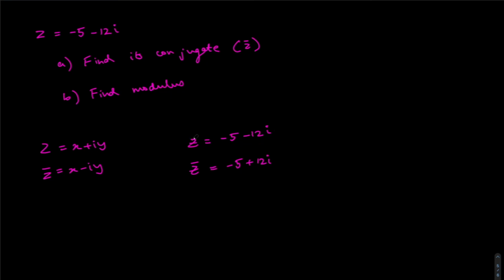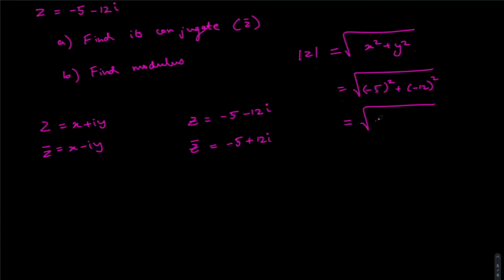Now we have to find the modulus. Remember, if you find the modulus of z or z bar, it doesn't matter. We're going to get the same value. Modulus is the positive distance from the origin, whether it's from z or from z bar, because the magnitude of each real part and imaginary part is the same. So the modulus of z is the square root of x squared plus y squared. We know x is equal to minus 5. Let's take normal z. So we're going to have minus 5 whole squared plus minus 12 whole squared.